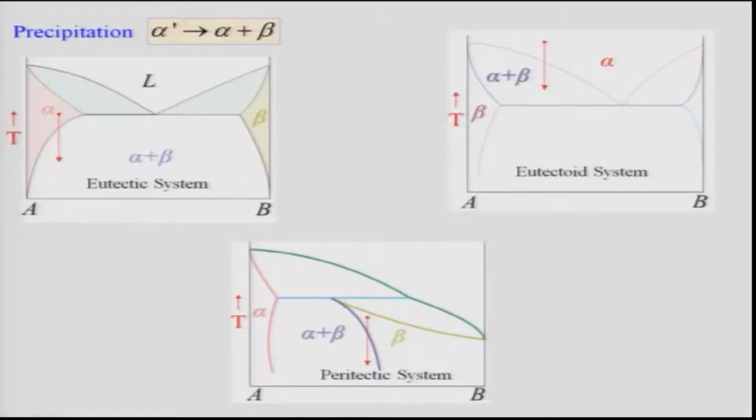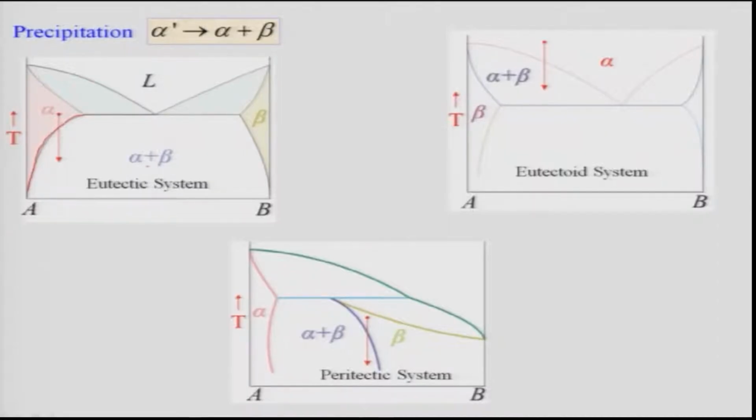Let us first talk about precipitation. Precipitation, as I told you, is like alpha prime going to alpha plus beta, and the phase diagram shown is like this eutectic type. We have been discussing this type of phase diagram quite a lot. Here you see the alpha phase shows the solid solubility of B in alpha is temperature dependent, it keeps on decreasing like this. So we can have a precipitation from supersaturated alpha to alpha plus beta, that is what is there.